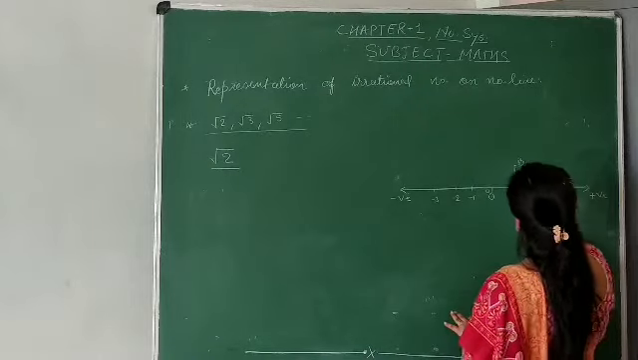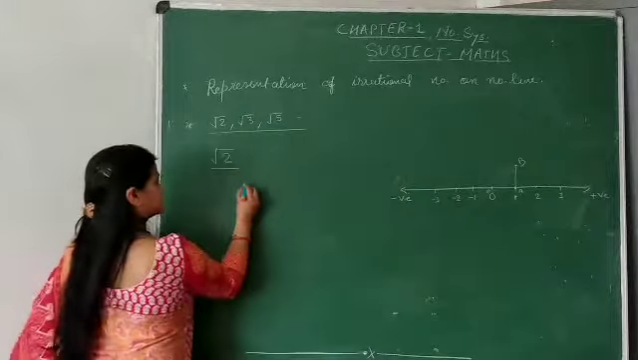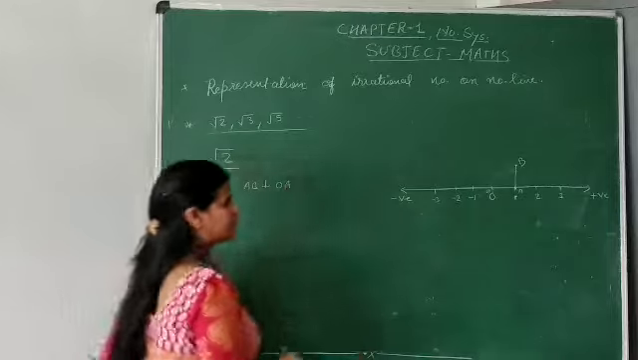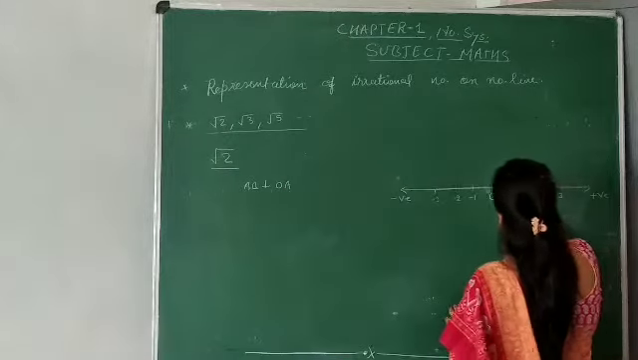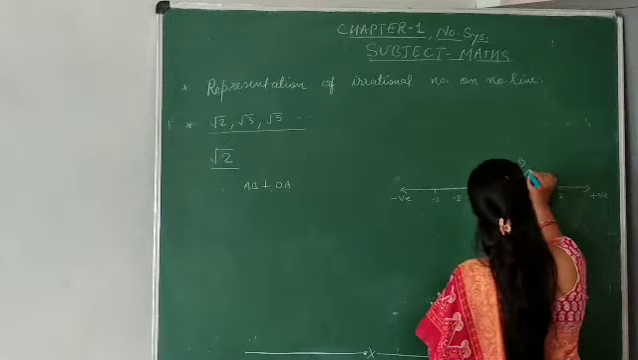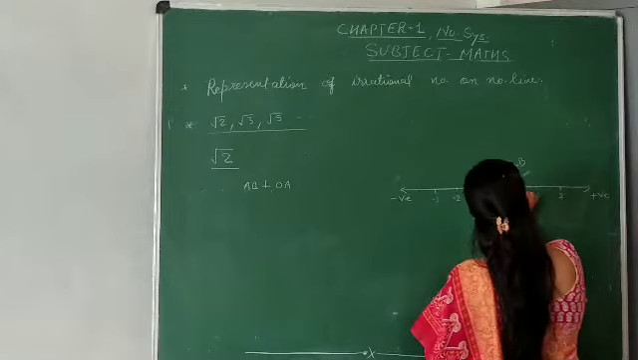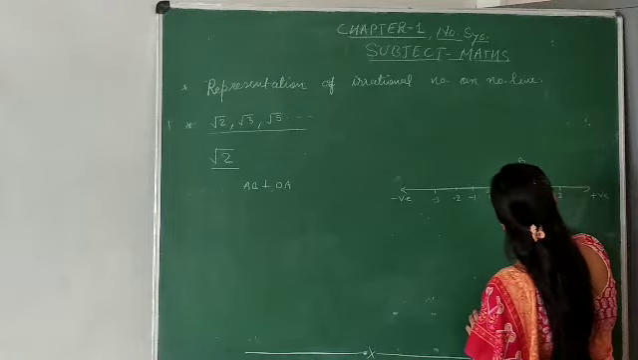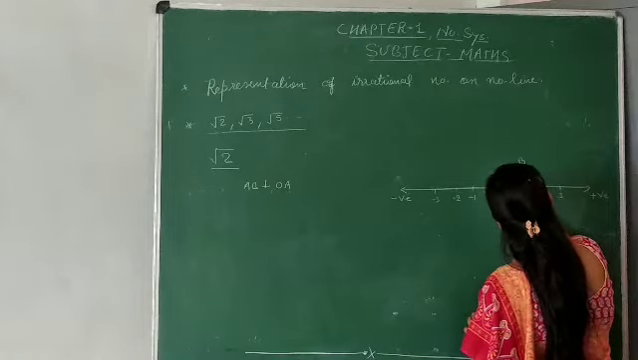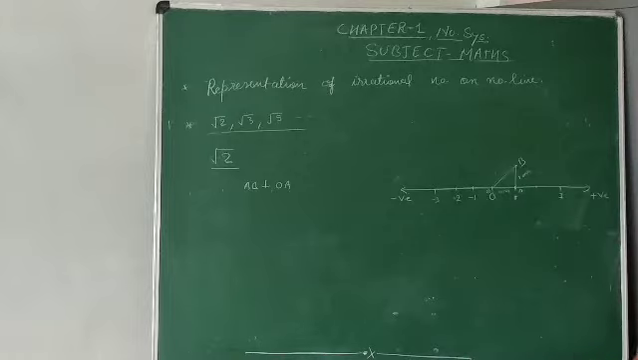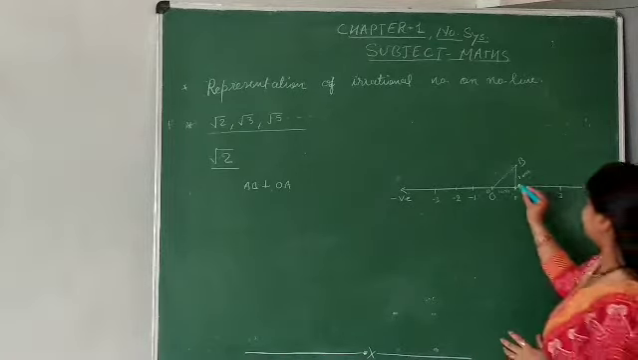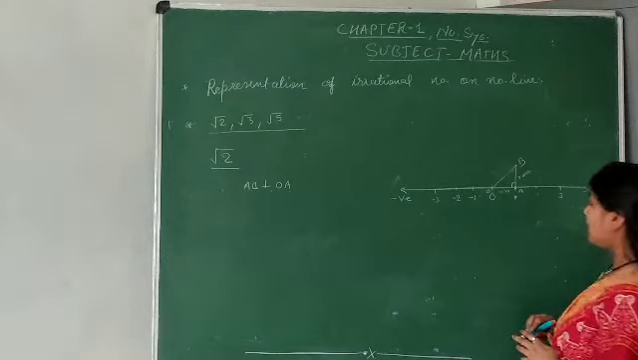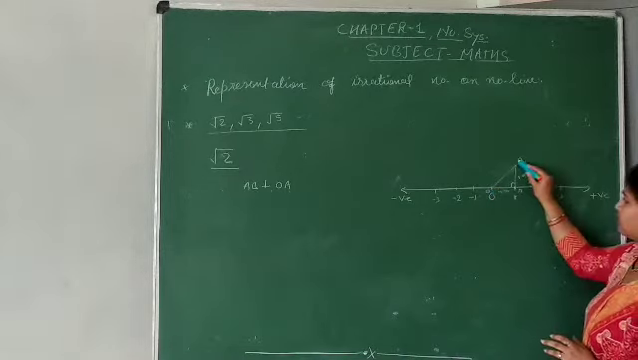AB is a perpendicular on OA, and distance of AB is also 1 unit. This is 1 unit and this is 1 unit. Then join point O and B. You can see that it is a right angle triangle. Here the angle is 90 degrees. It is a right angle. How do we calculate the distance of OB?